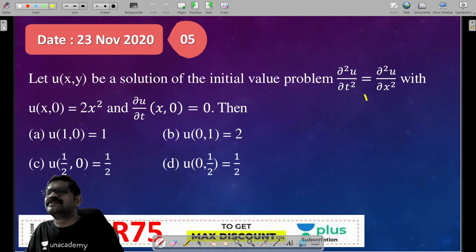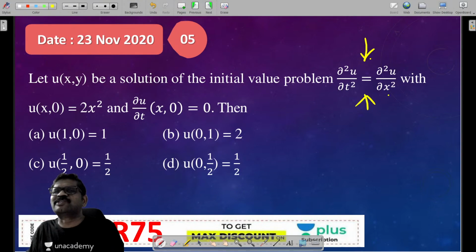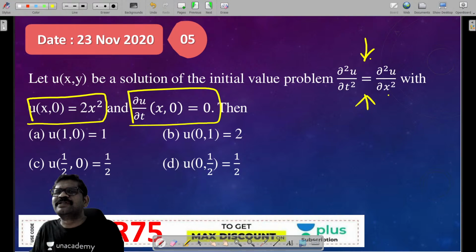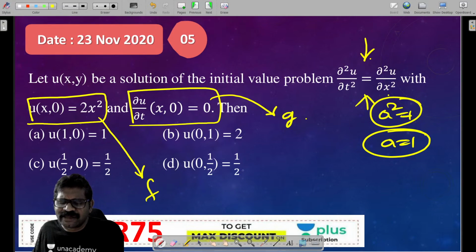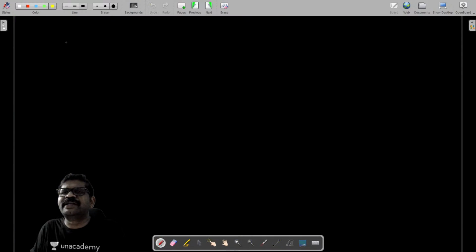Next problem. This is the wave equation, because del square u by del t square equal to del square u by del x square. U of x comma 0 is 2x square. Ut of x comma 0 is 0. This is f. This is g. A square is 1. That's why A is 1. So we have to apply the D'Alembert solution of the wave equation.